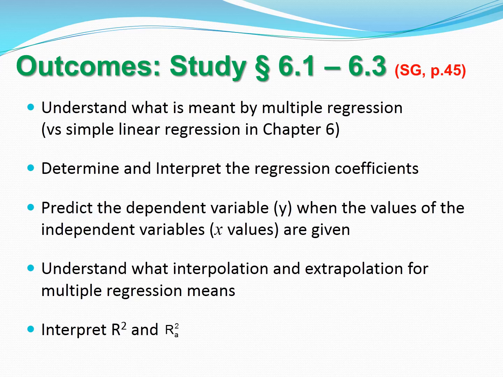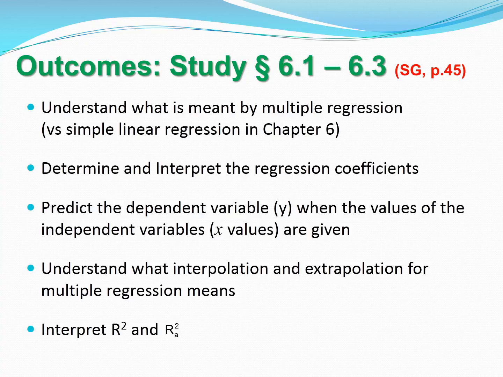If you look at the outcomes in the study guide for part 1, you need to understand what is meant by multiple regression versus simple linear regression that you did in Chapter 6. So I'll quickly recap on the important concepts that you did in Chapter 6. Then you need to be able to determine and interpret the regression coefficients from your computer output. Then you should be able to predict the dependent variable, which will be indicated by Y, when the values of the independent variables, and that will be your X variables, are given.